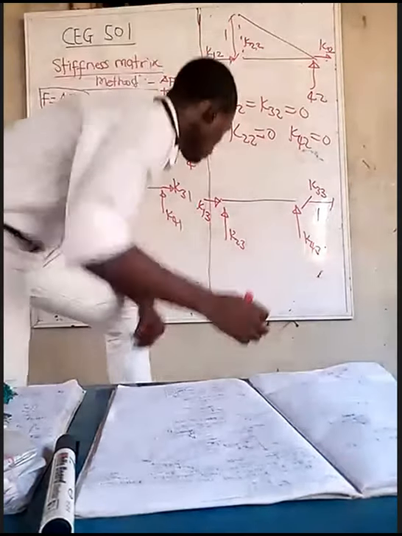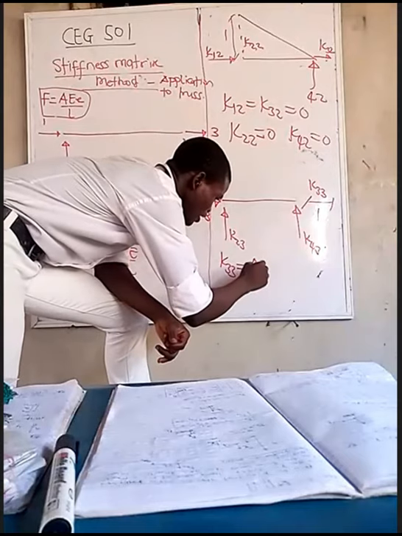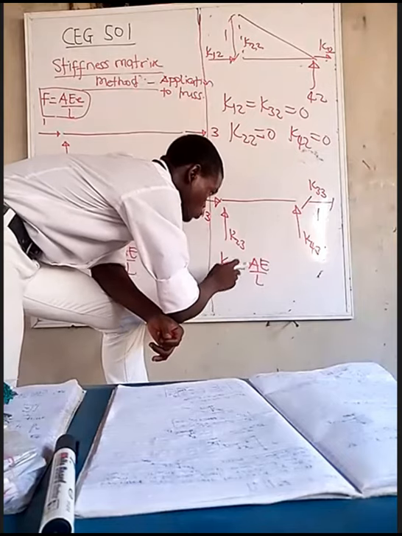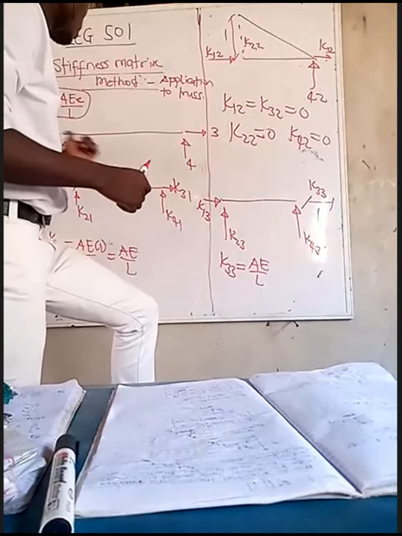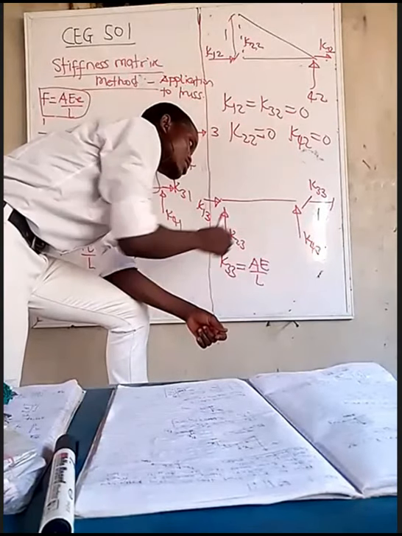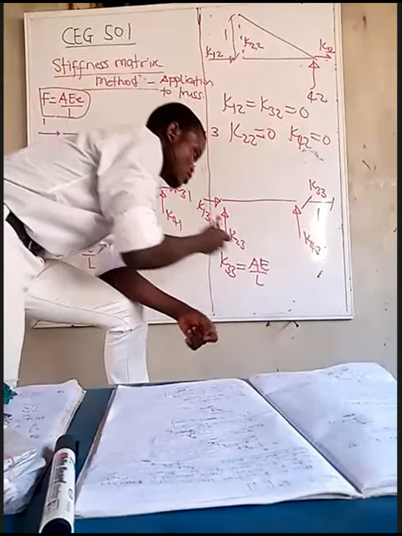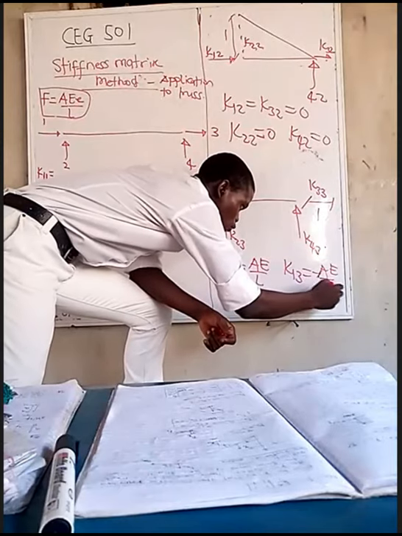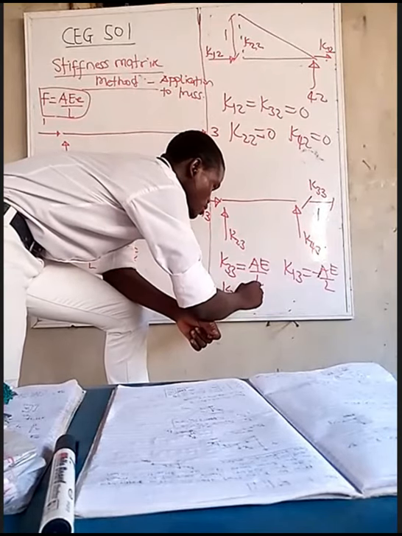So if we follow the same pattern as we have been following, our K33 would be equal to AE over L. Now note the difference. When we applied it at the beginning, it was minus AE over L because it was counterbalancing this one. Now, since this is where we applied a unit displacement, at this point also, it must be counterbalanced. So we can say K13 will be equal to minus AE over L. Then K23 and K43 are 0, 0.